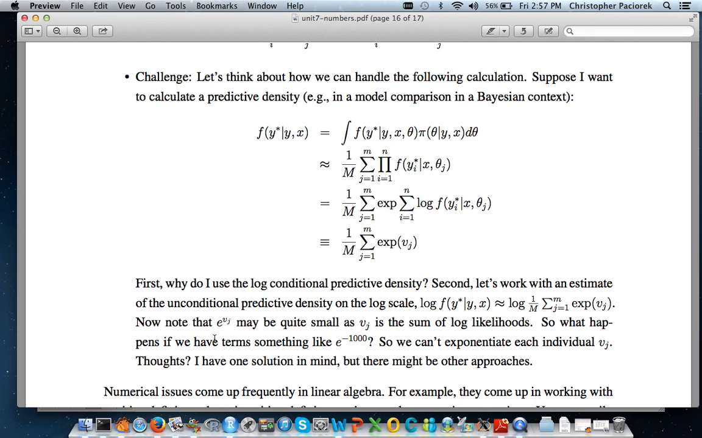So let's pause for a minute and see if folks have any ideas about that. Consult with your neighbors, and we'll see if you can come up with the trick that my elder grad student came up with, or if there might be some other idea that would solve this problem.